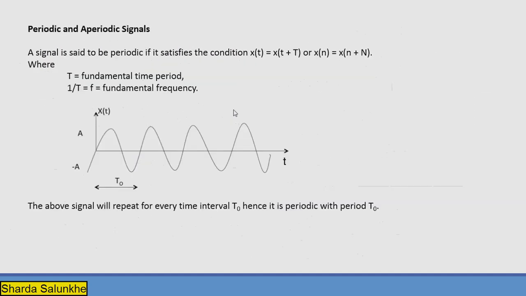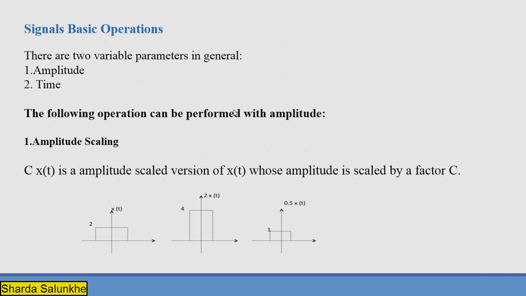Hello students, today we are going to start with the basic operations on the signals. There are two parameters for the operations. In these two parameters we can perform the different operations on the signals. That is, the operation can be performed by using the parameter amplitude, or different operations can be performed on the signals by using the time factor. First, we are going to check the amplitude parameter.